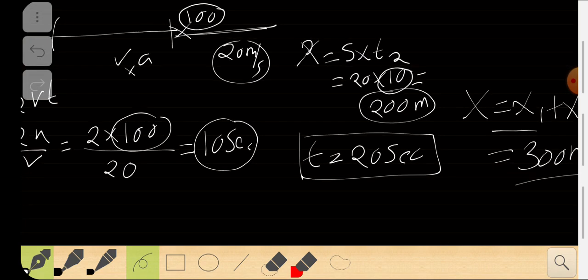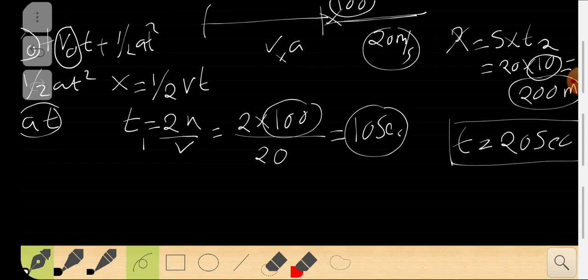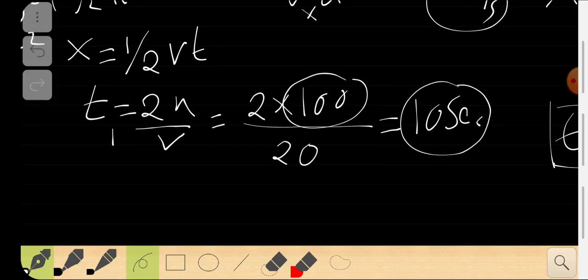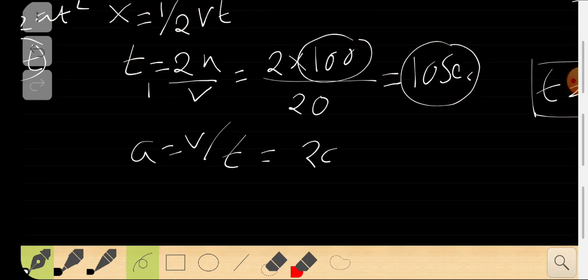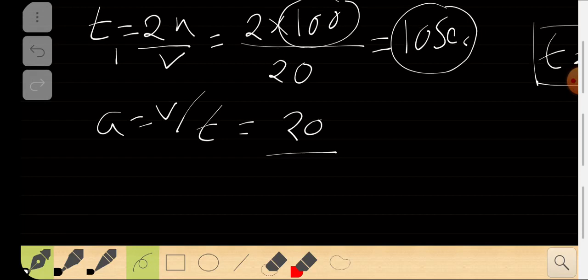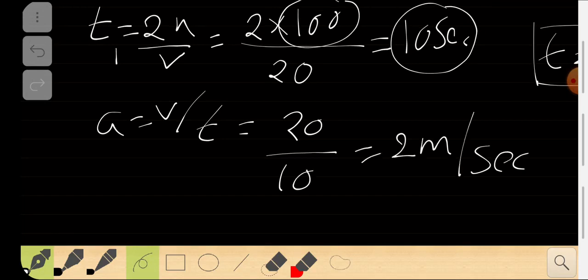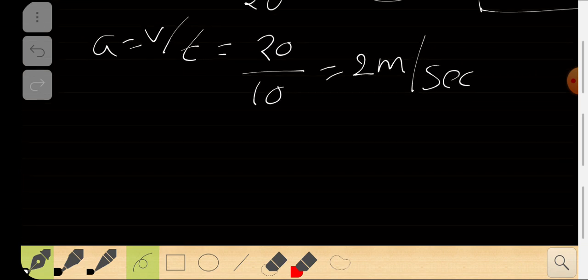Now we have found out what t1 is. Now acceleration around t1, what happens to the acceleration around t1 is v by t, right? So v is 20 meter per second, right? And the time taken for that body to achieve that velocity is 10 seconds. So acceleration is 2 meter per second squared. Okay, so we have found out t1, acceleration, velocity which was given, and we know the total distance now.